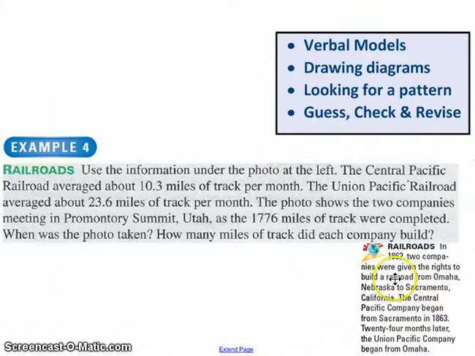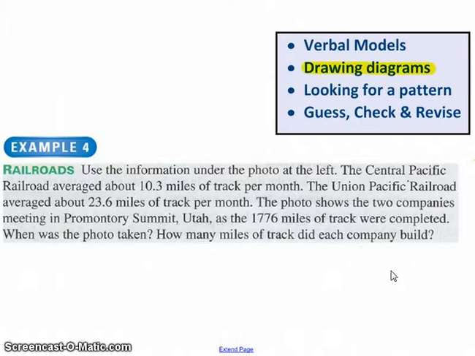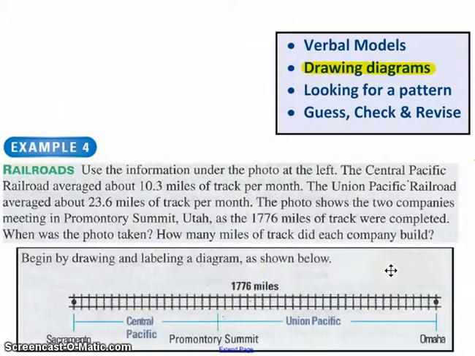There is an important detail in the fine print in the textbook right next to the picture, so make sure you notice that when you read this, because it's going to come back in a second. But let's say you've drawn a diagram just like the textbook did. The textbook's point is, from Sacramento to Omaha is a total of 1,776 miles. Great. They also point out some of the work was done by Central Pacific and some by Union Pacific.